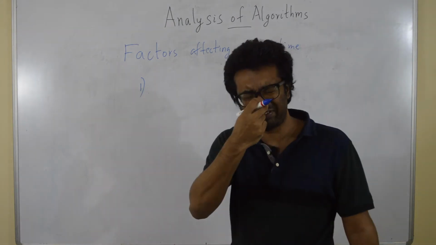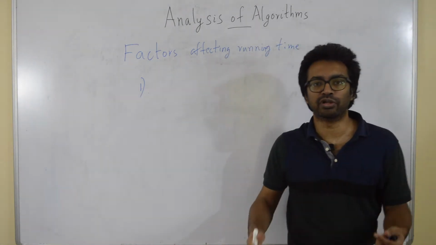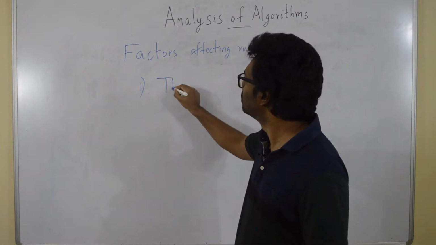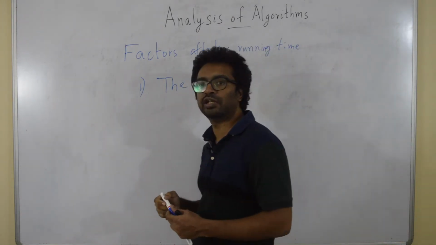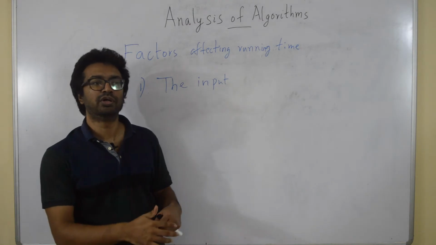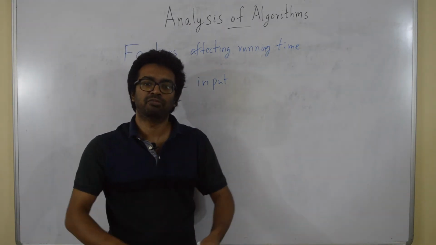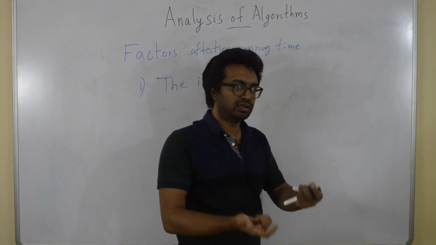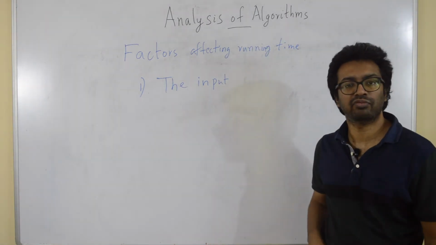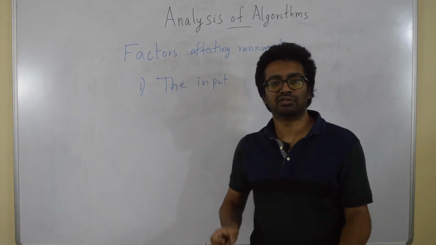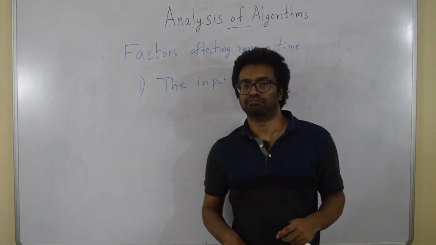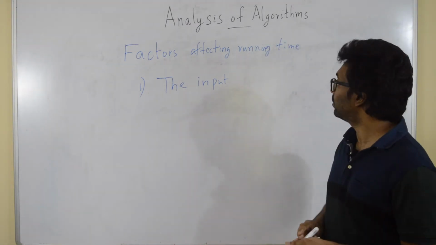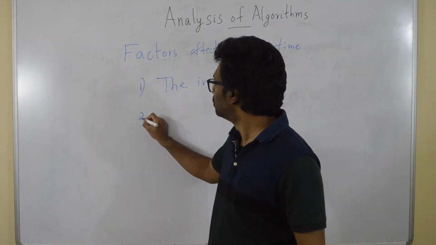One obvious factor is the input, right? Obviously, if the input is very large, if you want to find out the minimum from a very large list, it's going to take some more time. On the other hand, if you want to find out the minimum number from a small list, it's going to take less time. So the input is obviously going to influence the running time of an algorithm.